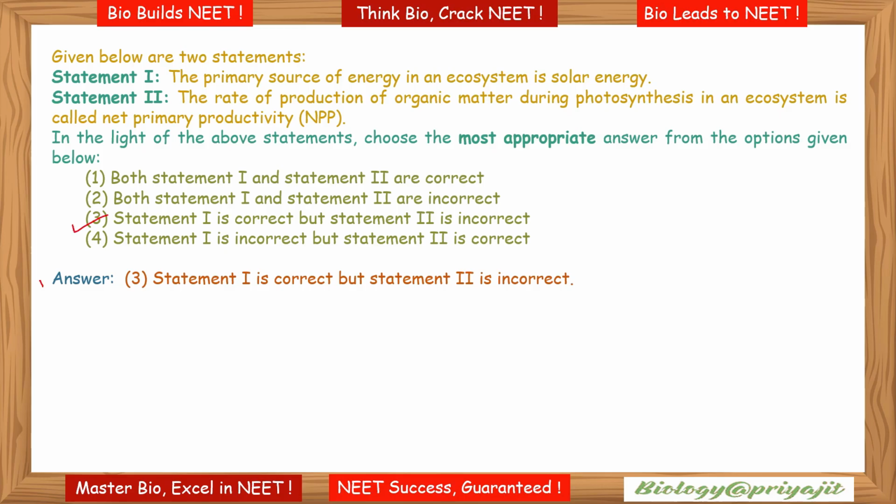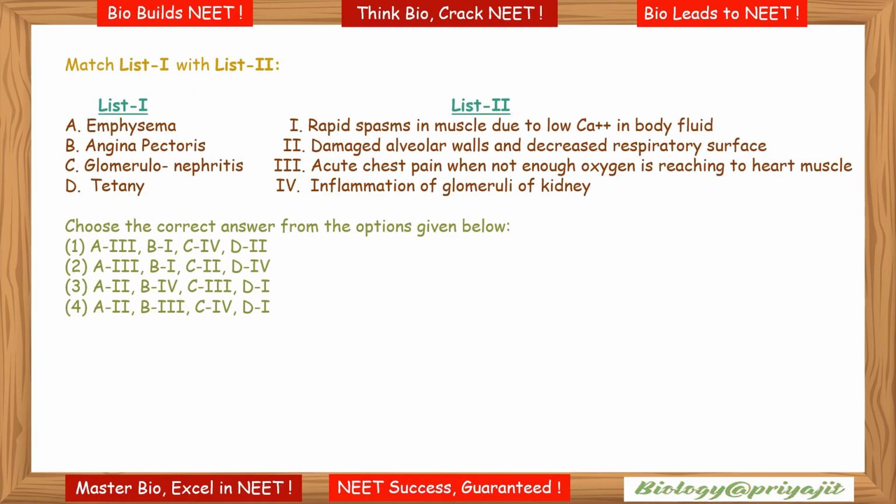So this is the answer. Next, there is a column given, a List 1 and List 2 matching. Basically, emphysema is the damaged alveolar walls and decreased respiratory surfaces. Angina pectoris is the acute chest pain where not enough oxygen is reaching the heart muscle. Glomerulitis is the inflammation of glomeruli of kidney. Tetany is the rapid spasm in muscles due to low calcium in blood in body fluid.